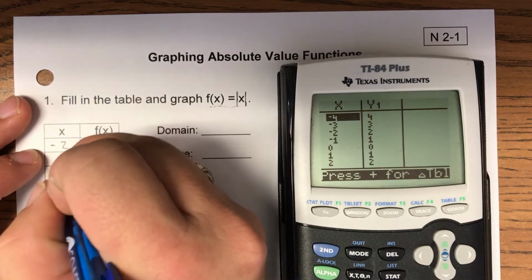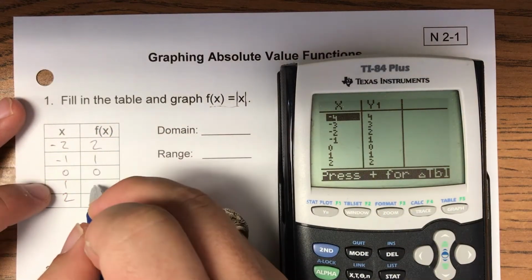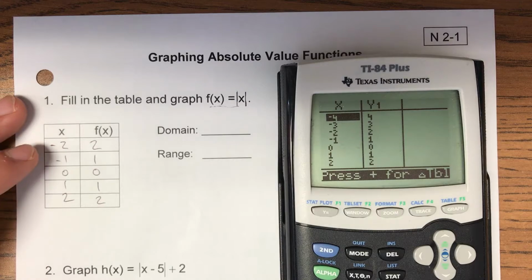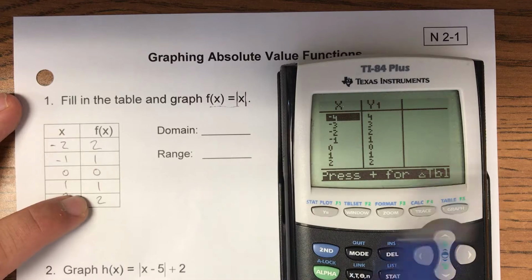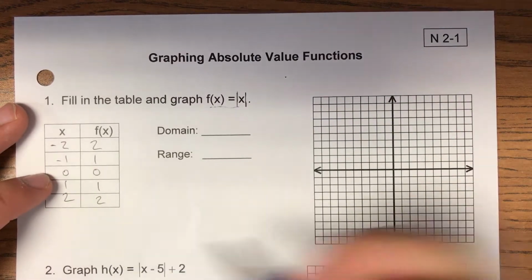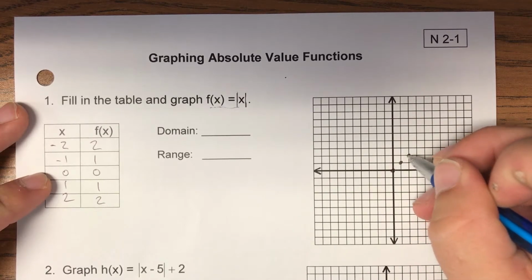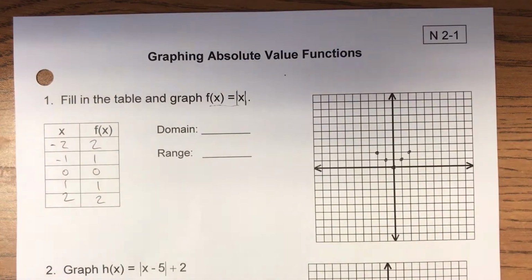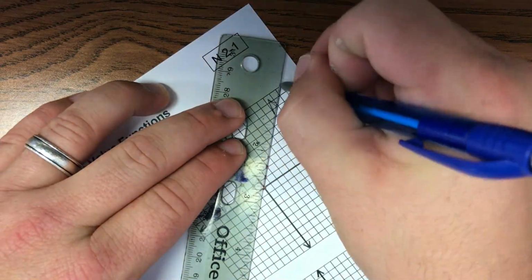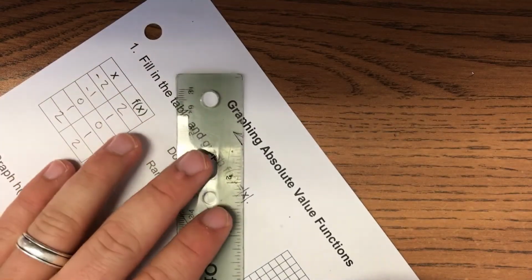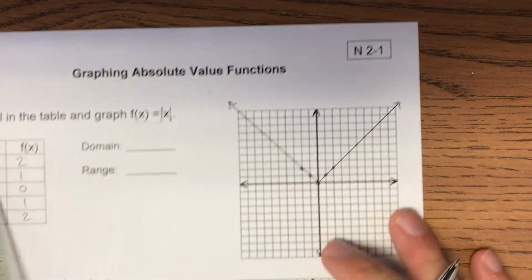In my table, I'll just use a few points. I'll use -2, -1, 0, 1, 2. The absolute value of -2 is 2, -1 is 1, 0, 1, 2. Absolute value always comes out positive, so the absolute value of -2 is +2, the absolute value of +2 is +2, and it always comes out positive. And so we'll plot these points and then connect my graph. All right, so there's my V right there.